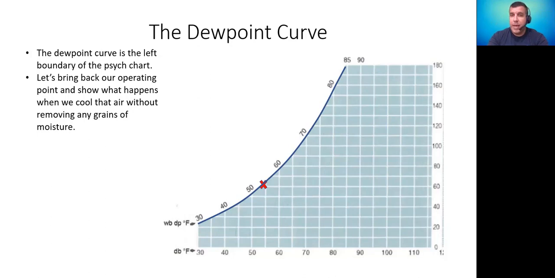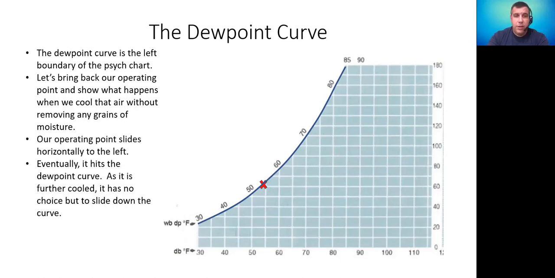Now, something interesting happens when it hits that curve. It can't continue past or to the left of that curve anymore. No, it has to slide down the curve. That's the only thing that it can do. So when it hits the curve, it has no choice but to slide down the curve, just like we see here in this animation. So let's talk about the dew point of air at 75-degree dry bulb and 60 grains of moisture.